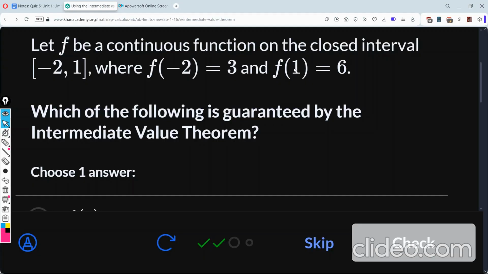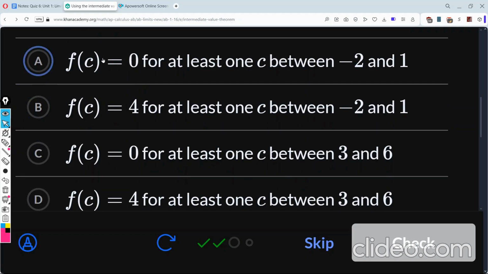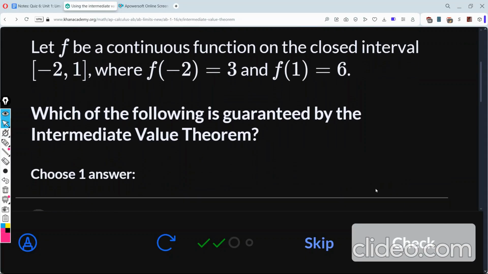All right, f is a continuous function on this interval. Which of the following is guaranteed? So same as last time. These right here are your y coordinates, f of c. These are your x coordinates. So let's see. We can easily draw the table once again.